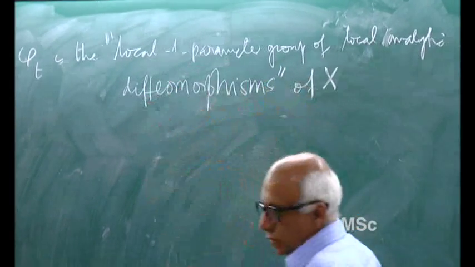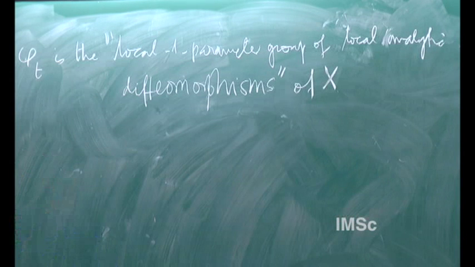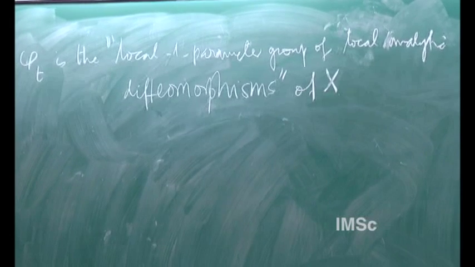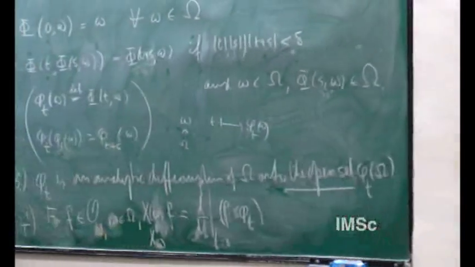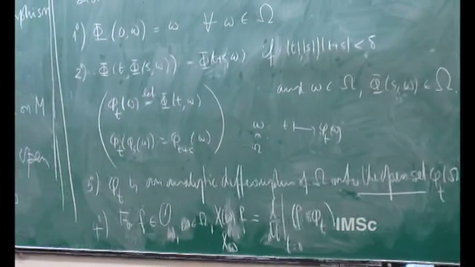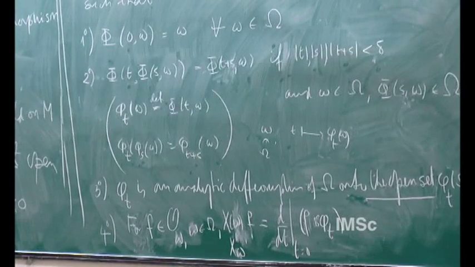That is what the vector field gives rise to. Conversely, of course, if you had a family of functions phi t like this, you can define the vector field by this formula. So it goes both ways. If you have a local one-parameter group of local diffeomorphisms, a mapping capital Phi satisfying these conditions, then this makes perfect sense, and that will give you a vector field. So there is a bijective correspondence between vector fields and local one-parameter groups of local diffeomorphisms.